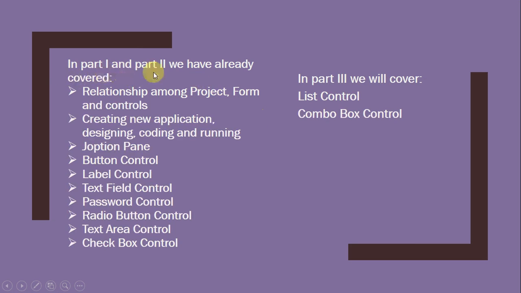In part 1 and part 2 we have already covered the relationship among project, form and controls, creating a new application, designing, coding and running, JOptionPane, button control, label control, text field control, password control, radio button control, text area control and checkbox control. Now in part 3 we will cover list control and combo box control.